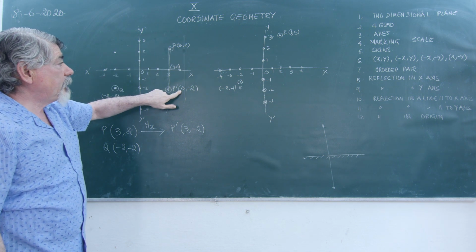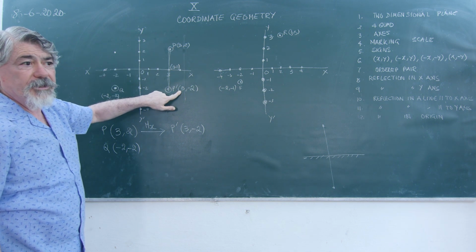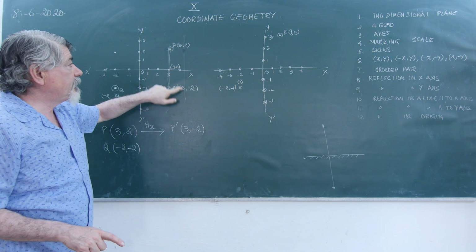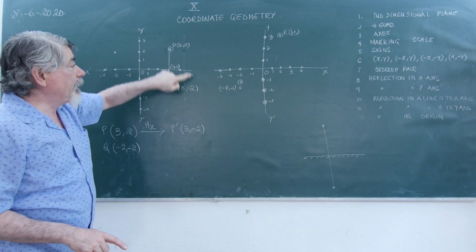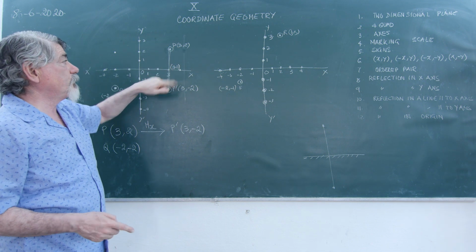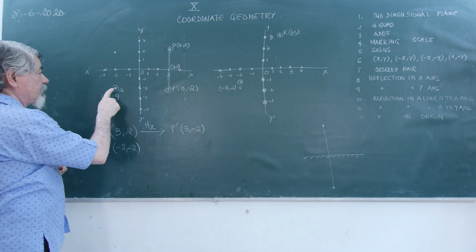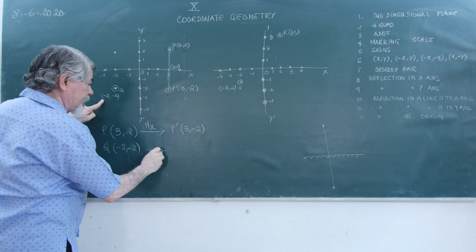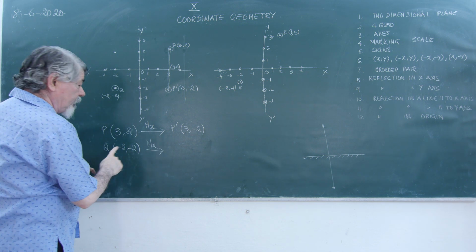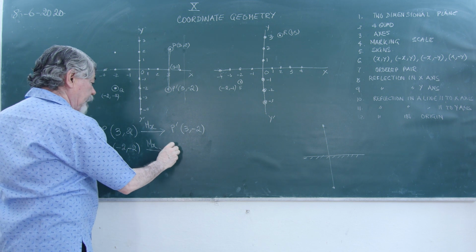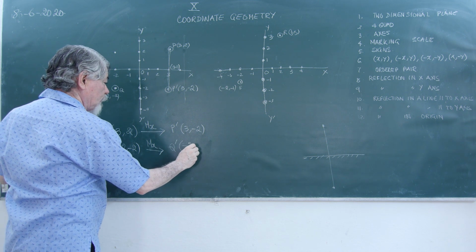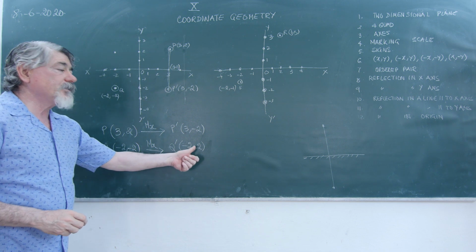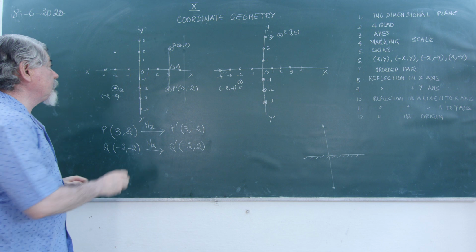3 plus 3 upon 2 is what? The midpoint is calculated as (x1 plus x2) by 2. So 3 plus 3, 6 divided by 2 is 3. 2 minus 2 divided by 2 will be 0. Similarly here, Q is (-2, -2). When I reflect it in the x-axis, the sign of the y coordinate will change. Q dash will become (-2, 2). The sign of the y coordinate has changed.